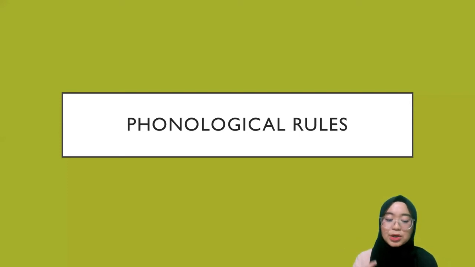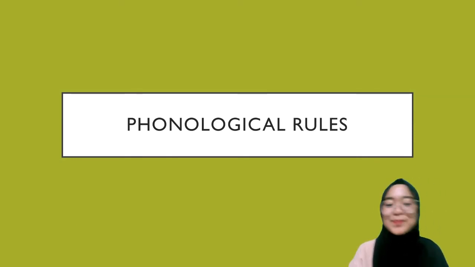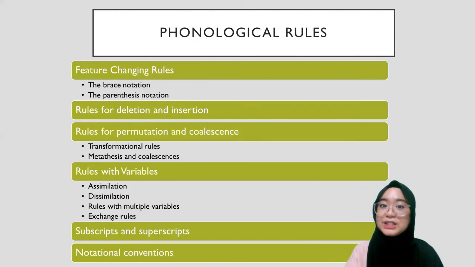considered to capture generalizations that we can find in the process of vowels, consonants, and the process of the features also. In phonological rules, we will talk about feature changing rules, rules for deletion and insertion, rules for permutation and coalescence, rules with variables, subscripts and superscripts, and notational conventions.